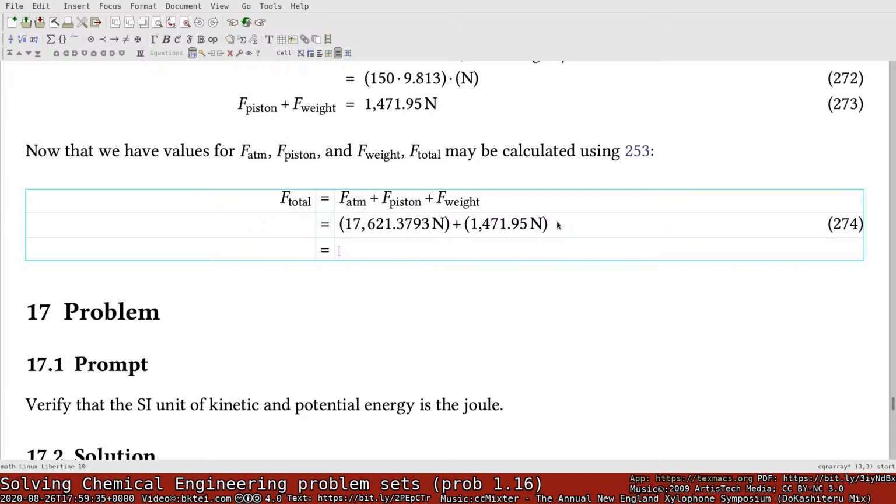17,621.3793 plus 1,471.95. That equals 19,093.3293. Okay. We can add in a comma tab. Shall be in newtons, and that is the total force acting upon the cross-sectional area of the piston that is in turn pressing down on the gas. And if the whole thing is static, then that also corresponds to the absolute pressure of the gas.